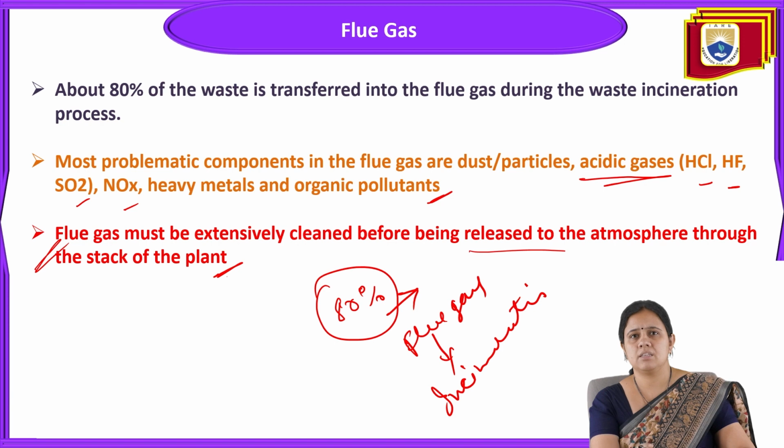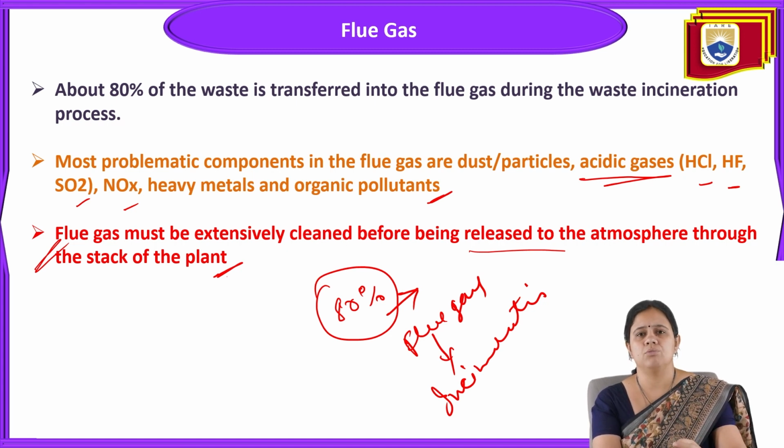So this is the description of the flue gas produced during the whole incineration process. Most of the waste, 80%, is transferred to the flue gas. While converting hazardous substances into non-hazardous substances, 80% of the contaminants will be transferred into the flue gas during the waste incineration process.